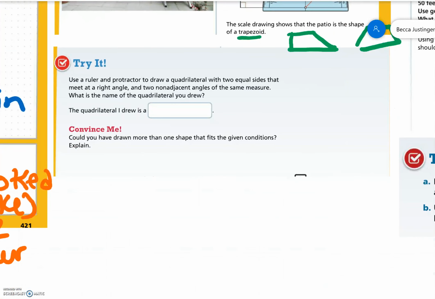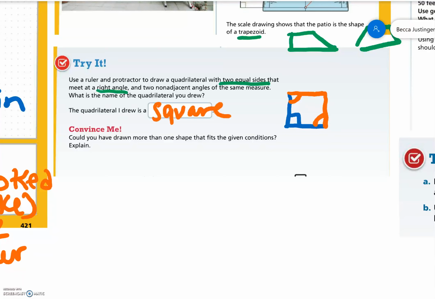Try it. Use a ruler and a protractor to draw a quadrilateral with 2 equal sides that meet at a right angle, and 2 non-adjacent angles of the same measure. What is the name of the quadrilateral you drew? Well, if we have 2 equal sides that form at a right angle, and then 2 more sides that have non-adjacent angles that are equal to each other, we drew a square.